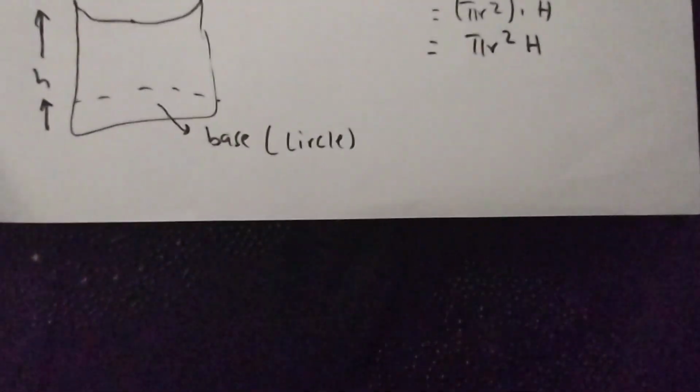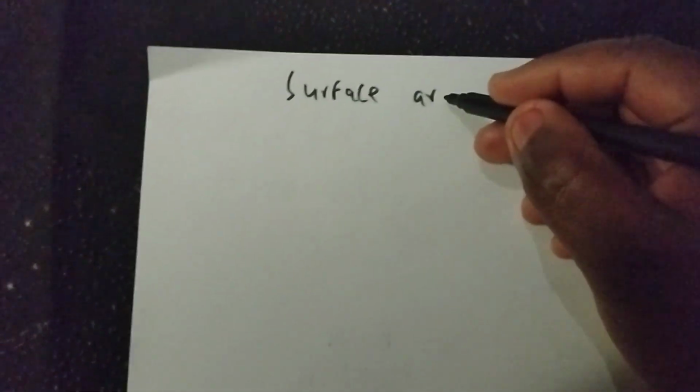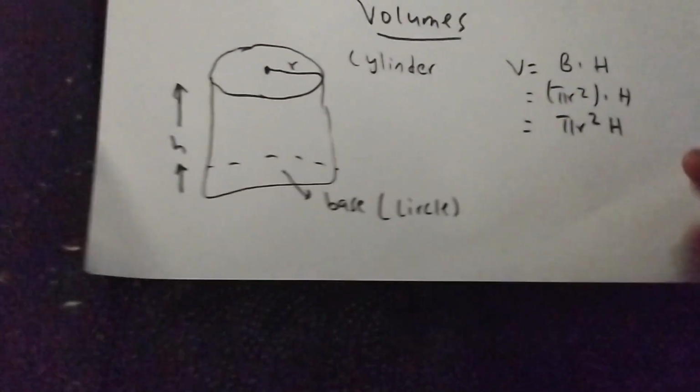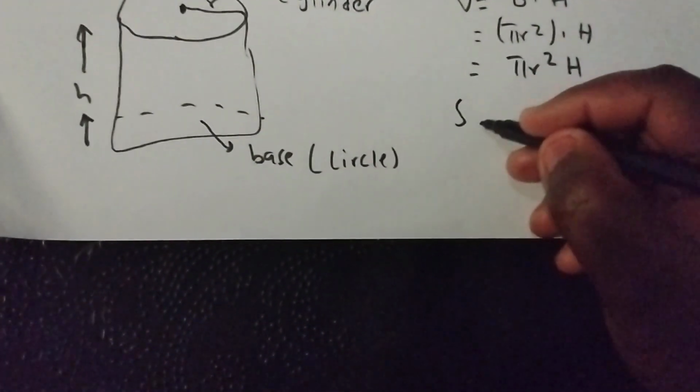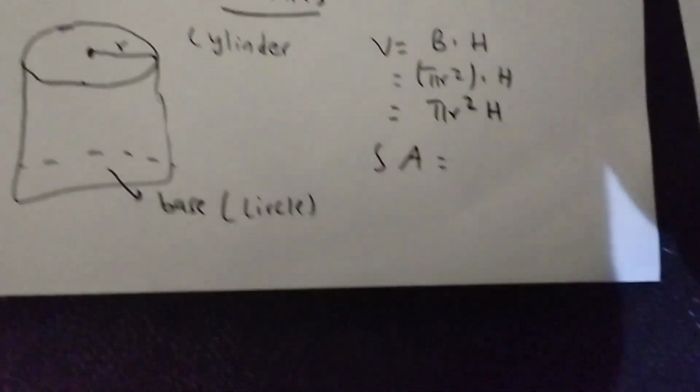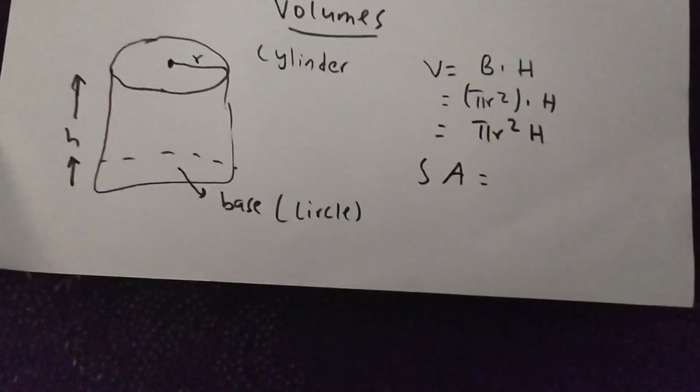So now, quickly, before this lesson ends, I also want to do the surface area of the same cylinder. So now the surface area formula will be as follows. Surface area, which will be SA. I put it this side, just so we can visualize it before we derive it.